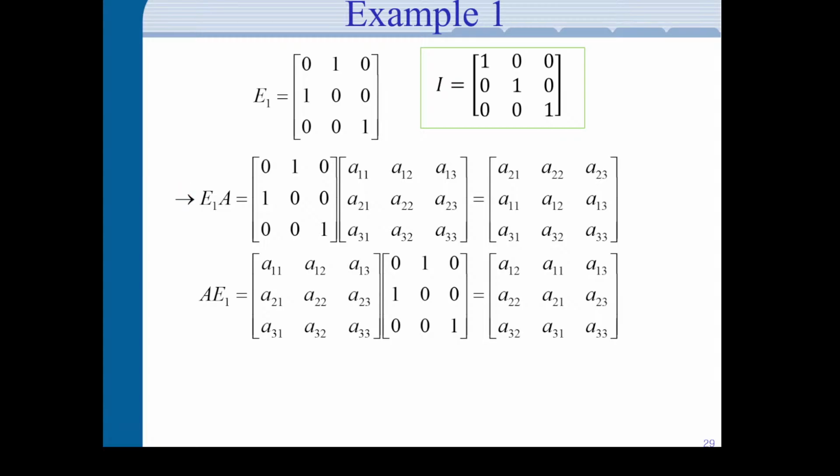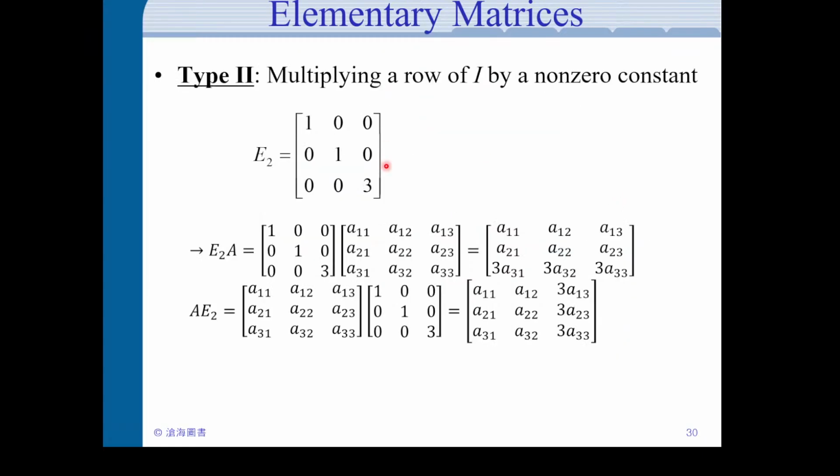You need to remember you do this interchange of elementary matrix on the right, interchange the rows here. So you will interchange these two rows. Okay, interchange here. And similarly, you have type 2. You multiply a row of the identity matrix by a non-zero constant. So say you multiply the third row by 3, and you get this thing.